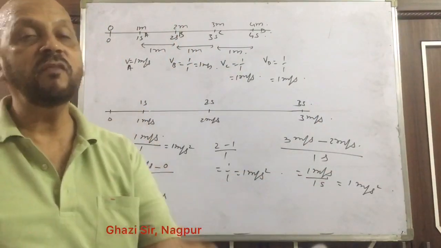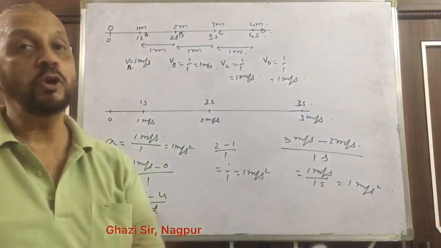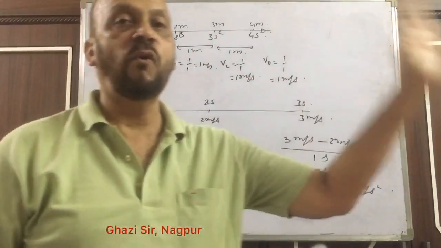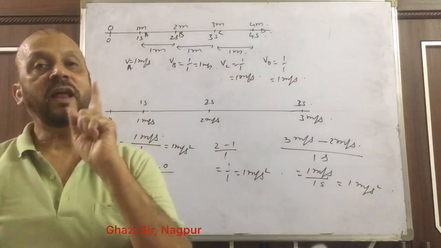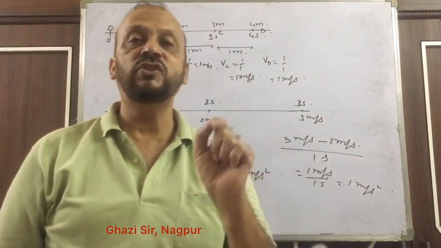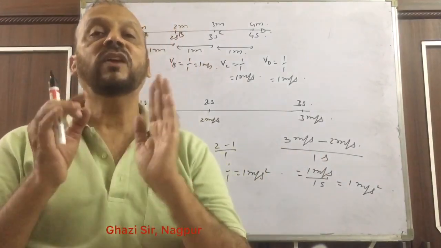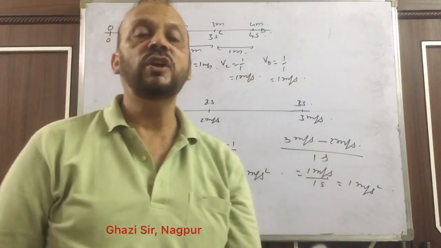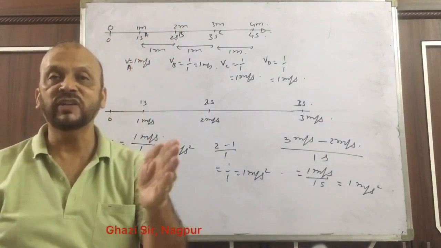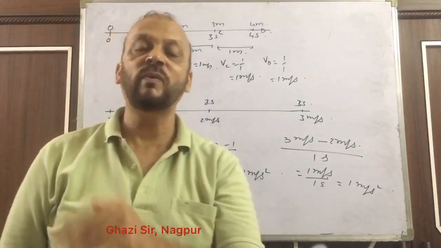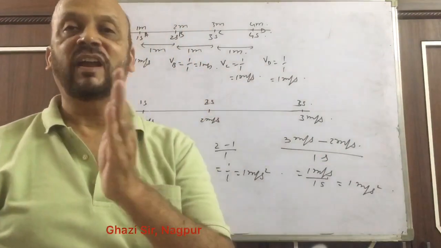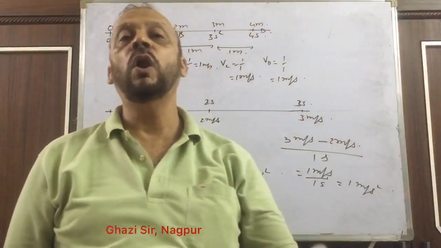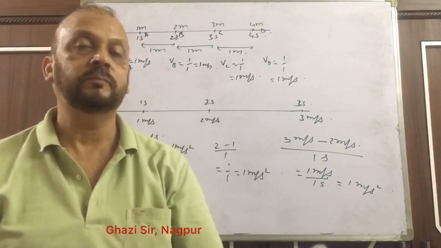So body is moving with uniform acceleration, not uniform velocity. Velocity is changing. 1 meter per second, 2 meter per second, 3 meter per second, 4 meter per second, like that. So after every 1 second velocity or speed is changing at a rate of 1 meter per second. Therefore acceleration is 1 meter per second square. That means body is changing its speed at a rate of 1 meter per second. That is 1 meter per second square. So acceleration is 1 meter per second square. And since velocity is increasing, therefore this is called positive acceleration.